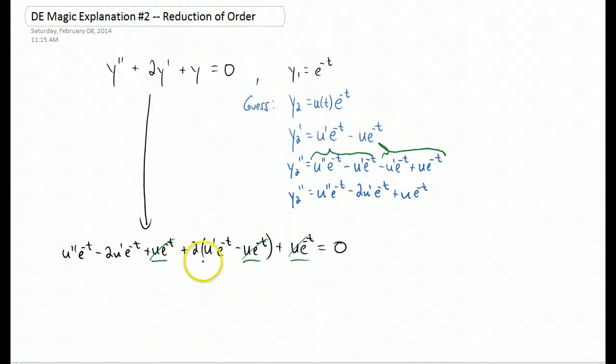In this particular example, you have a couple more terms canceling. You have u prime terms canceling as well. And what you're left with is pretty simple. Obviously, e to the t is not going to equal 0, so we can just cancel that out. And you have u double prime equals 0.